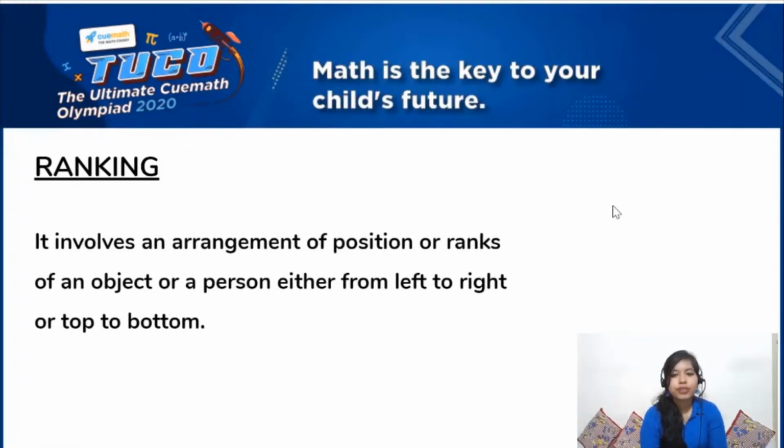Going ahead with ranking. It involves an arrangement of positions or ranks of an object or a person, either from left to right or top to bottom. So you could say that ranking is the arrangement of position of either people or different objects, different participants. They could be anything, arranged in different ways, either from top to bottom, left to right, horizontally or vertically. According to their positions, they are numbered so that the number helps us understand which object is at what position.